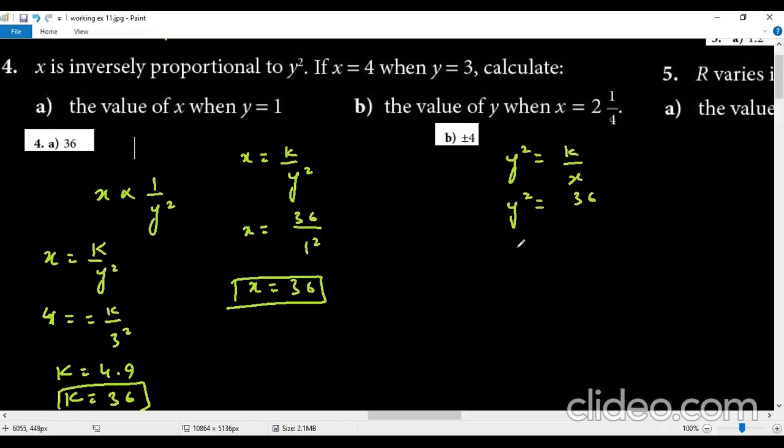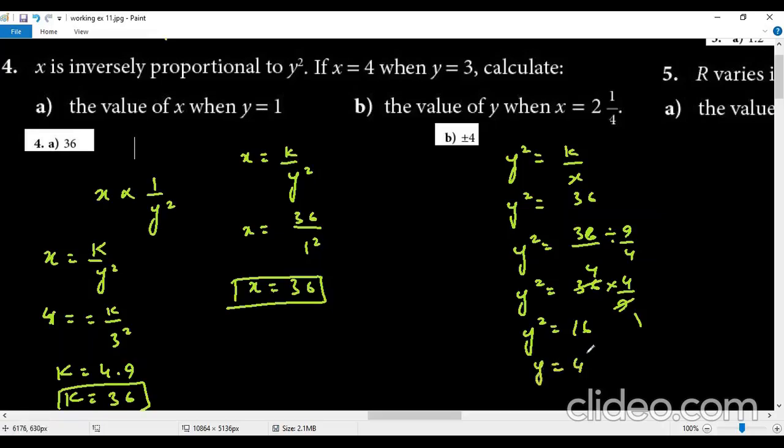When it comes to y square, 36 divided by the value 2 whole 1 over 4, that means 36 is divided by 9 over 4, or we can say 36 is multiplied by 4 over 9. That means y square equals 36 can be cancelled. 9 times 1 and 9 times 4 is 36. That means it is 16. So y is equal to plus or minus 4, in terms of square root.